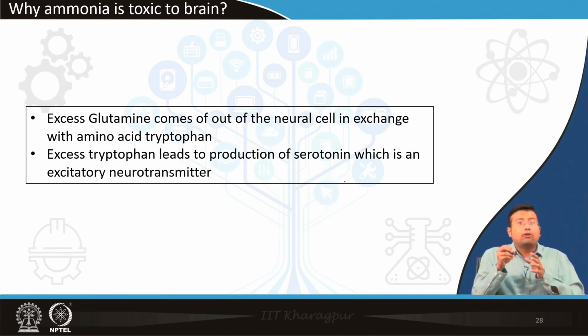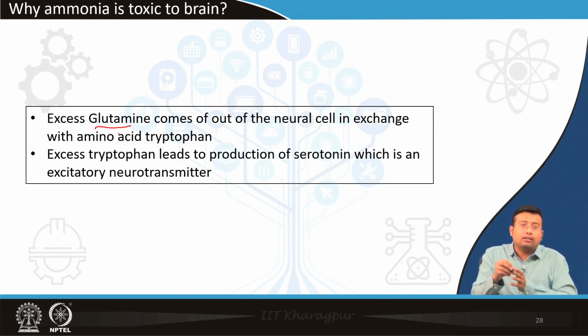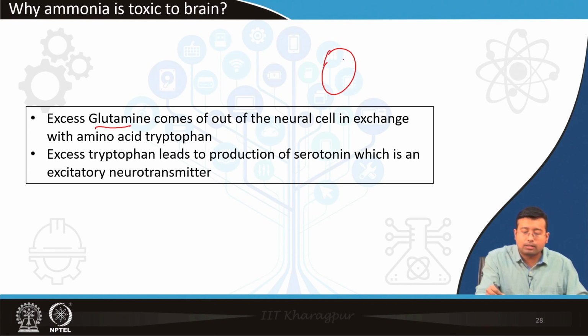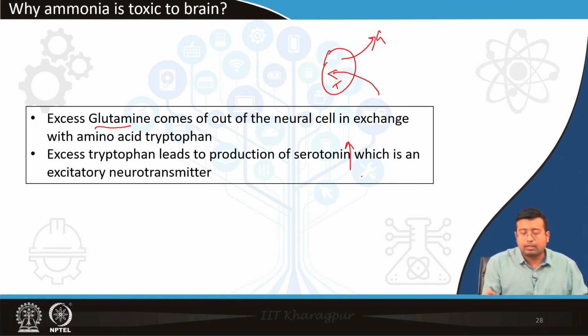Well, if glutamine is in excess, it creates another problem. Glutamine actually comes out of the brain. Okay, so it is a brain cell, a neuronal cell, from which glutamine comes out, and it comes out via an exchange transporter where the amino acid tryptophan comes in. So glutamine comes out and tryptophan comes in. So now there is excess tryptophan in the brain, and excess tryptophan leads to the production of serotonin, which is an excitatory neurotransmitter.